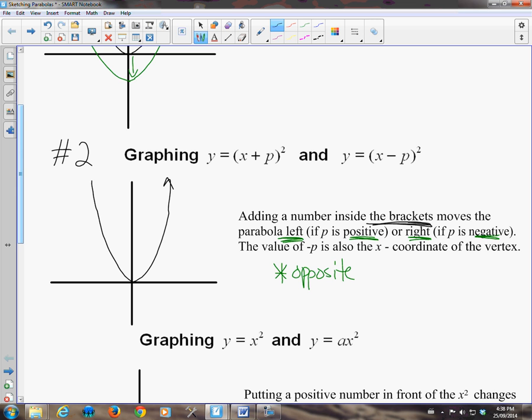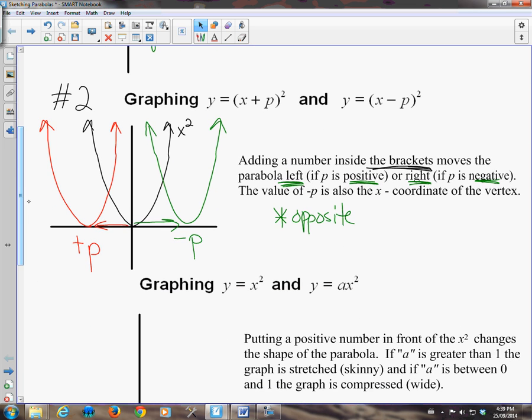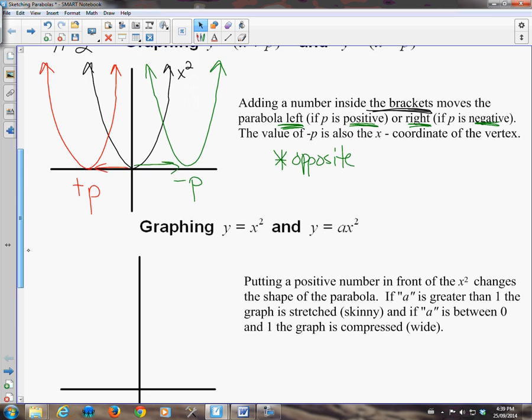So if we have our x squared shape, there's our x squared shape. A positive number will move that same shape to the left, and a negative number will move that same shape to the right. So minus p goes to the right, and plus p goes to the left. And actually, we could do that on this graph. Plus q goes up, and minus q goes down. So there's the first two things. Up and down if you add or subtract outside the bracket, and left and right if you add or subtract inside the bracket, opposite what you would think.